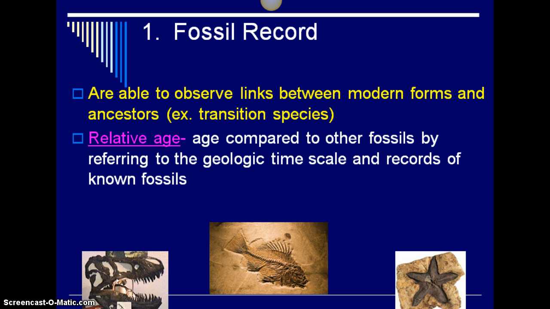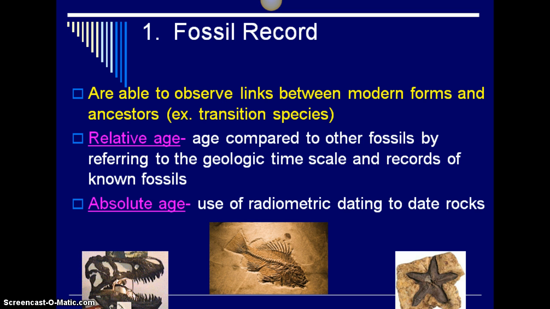There's a couple ways that we can look at age of materials and these fossils or bone structures. And so we have relative age, which is comparing the age of a particular fossil or set of bones to other fossils by looking at the geological timescale, or basically the rock layer that that particular fossil or set of bones is found in. The absolute age is radiometric dating or radioactive dating. So in that one, we would look at the actual age based on the radioactivity that's remaining in that particular rock layer or possibly fossil.